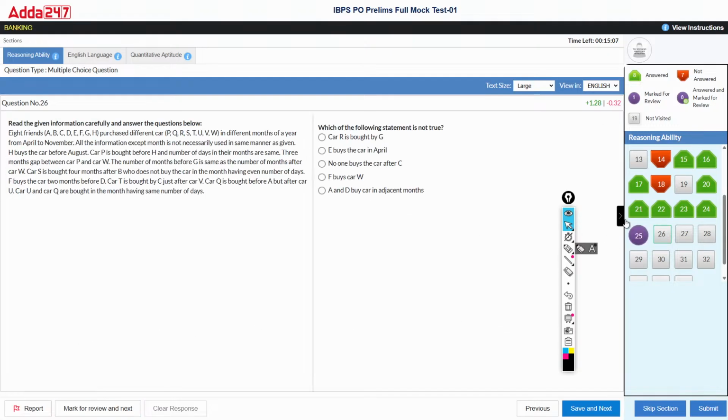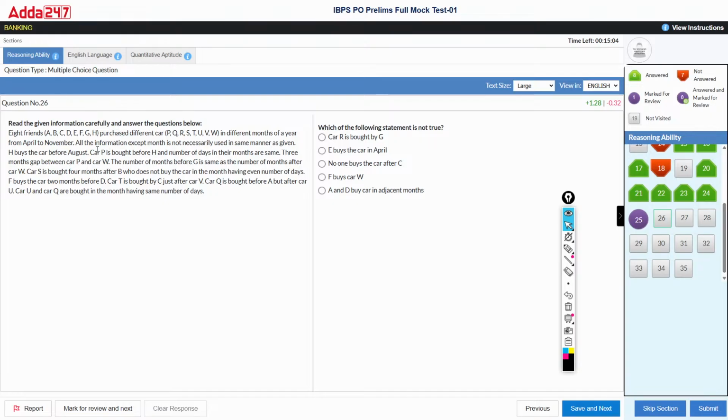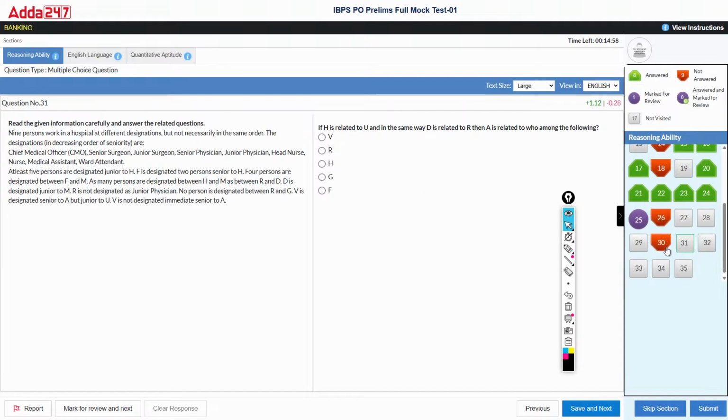Okay, 25 is doable. 8 friends purchased car, different months, April to November. Okay, lending. 9%. Okay, this is doable. But 9%, right? Senior surgeon, junior surgeon, senior physician, junior physician, head nurse, nurse, medical assistant, and ward attendant.